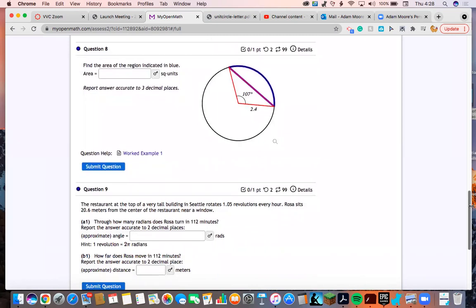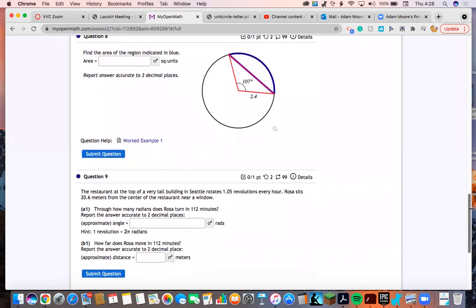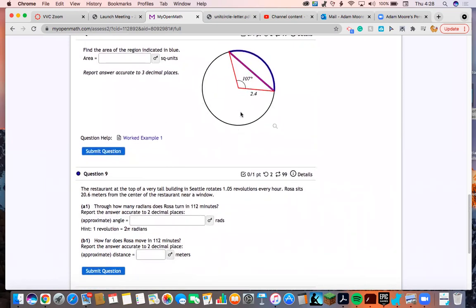All right, tougher ones. Now we got a couple of weird applications here. This next one, we have the area of the region indicated in blue. Meaning, the area of a sector is the whole piece of pie. It's going from this angle, across this little radius and that little radius and the arc, and then coloring in the whole thing. That's a big old piece of pie, and that's the area of a sector.